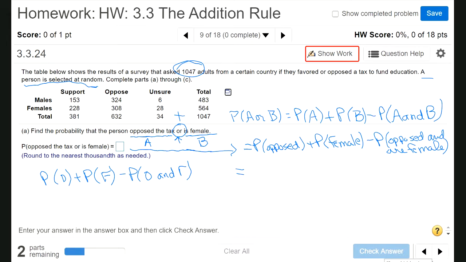First, the probability that they are opposed. So you're looking for everybody who is opposed. So look in the opposed column right here. We need everybody who's opposed. So that would be this total right here. So the probability they're opposed is 632 out of 1,047. Remember, that was our total number that they gave us at the start. So that's our denominator for all of the probabilities.